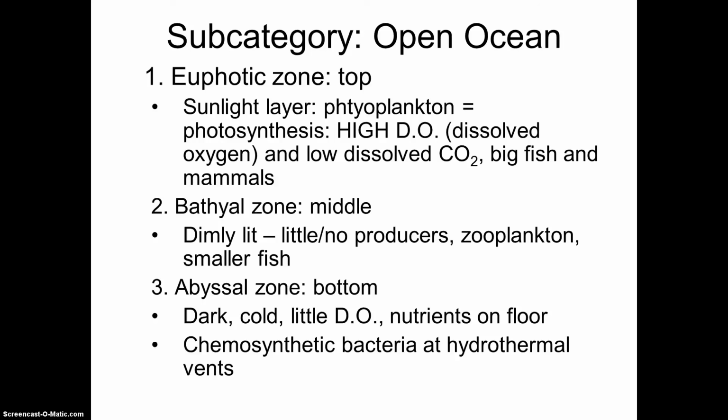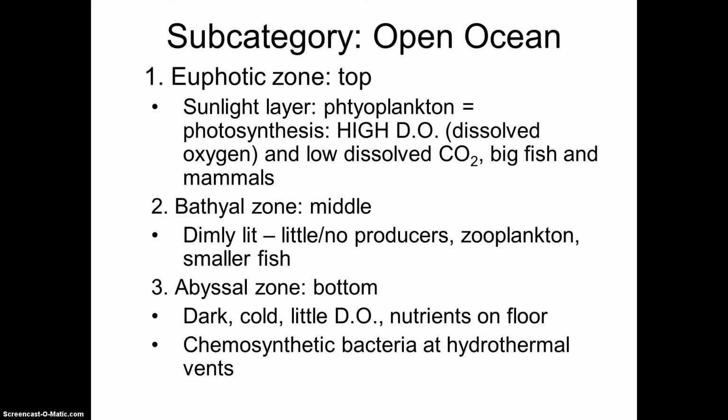The last zone that's important to us is the abyssal zone, and this is the bottom layer. The abyssal zone is what we know the least about. It's very dark, extremely cold, almost no dissolved oxygen. There's high levels of carbon dioxide here, and the nutrients from the ocean will filter onto the ocean floor. We have a lot of scavengers here. This is where, when a whale dies, it falls to the bottom of the ocean, and scavengers in the abyssal zone will eat all of that dead material.